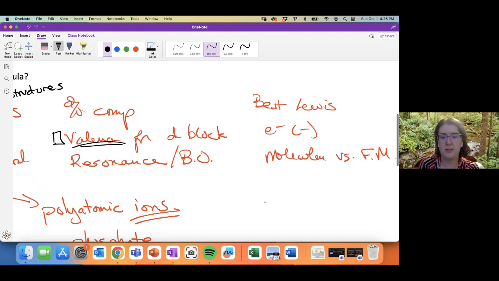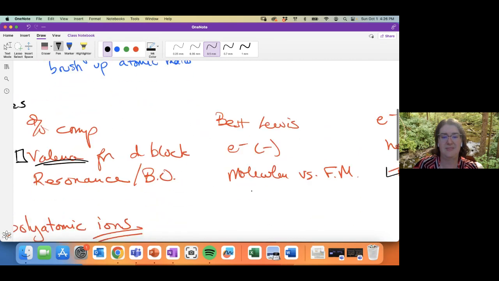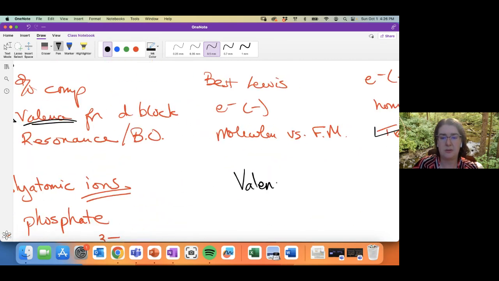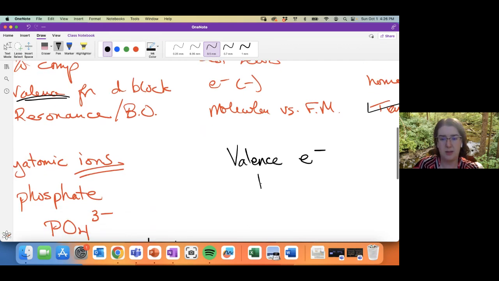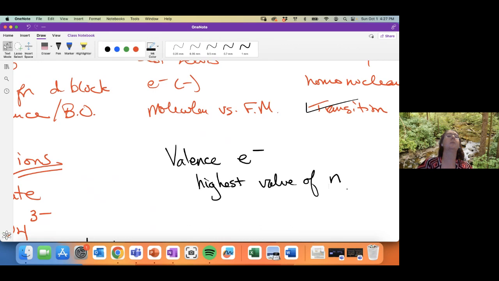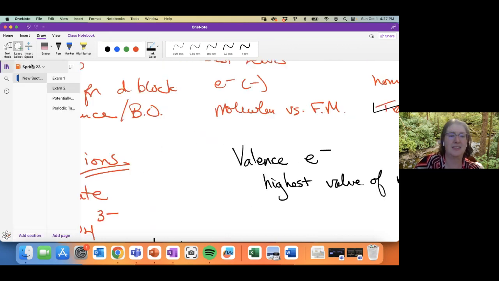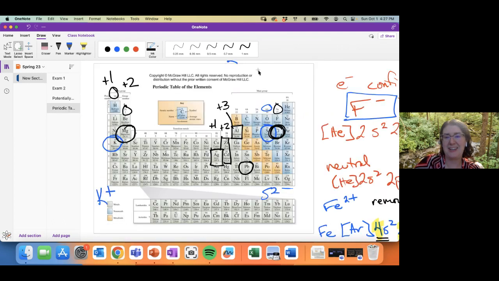Whenever it says the word valence, whenever we want valence electrons, I don't care where they are. The valence electrons are always the highest value of N. I do not care where they are. So let me actually bring the periodic table to this. I'm using the periodic table so much today. I mean, and I should really know better. You'd think.